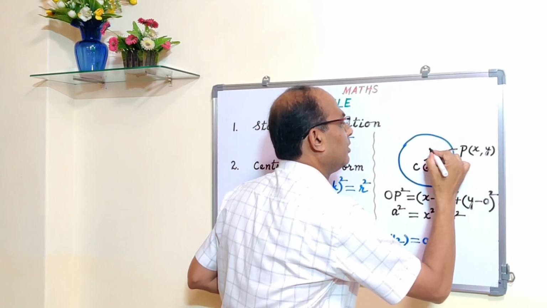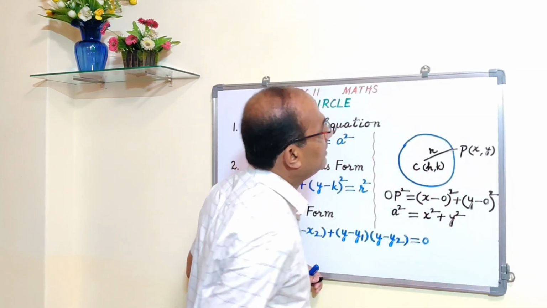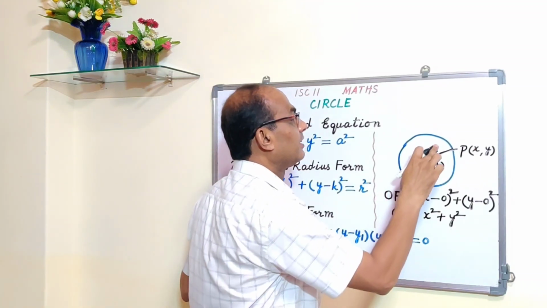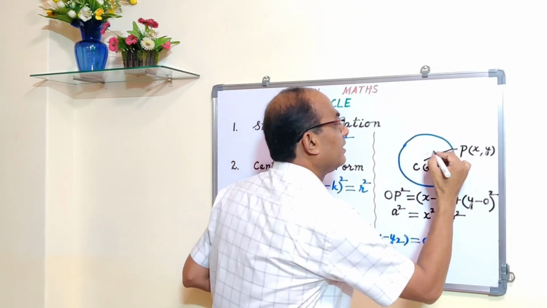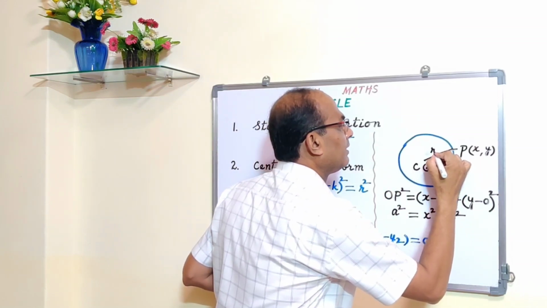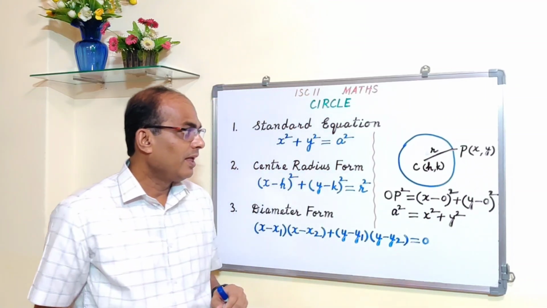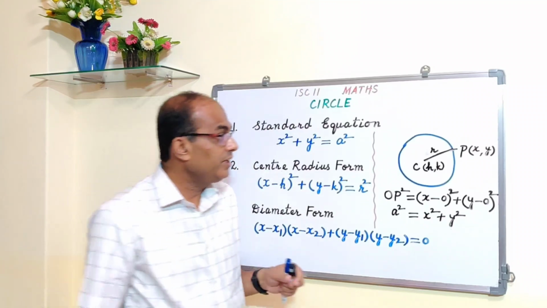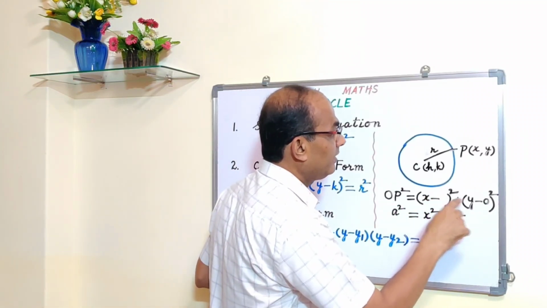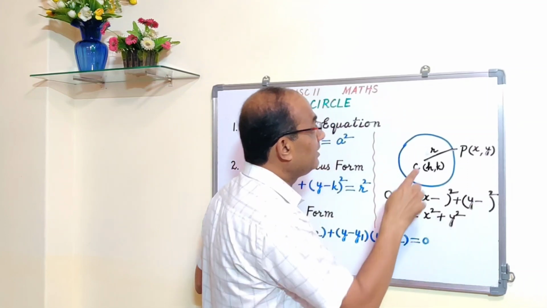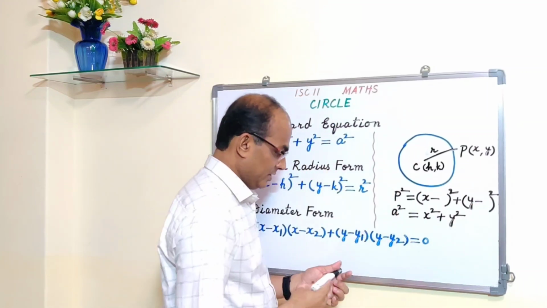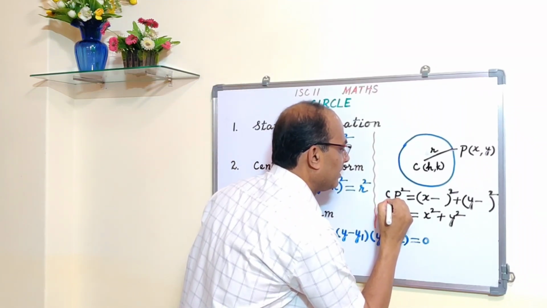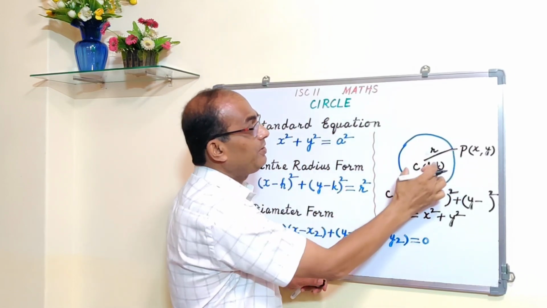Small r is the radius of the circle. Is that fine? Again we apply the same distance formula. What changes you will see? Look at it. See the similarity. Now we will be calling this CP square or PC square. Alright, anything you can call. So CP square or PC square.